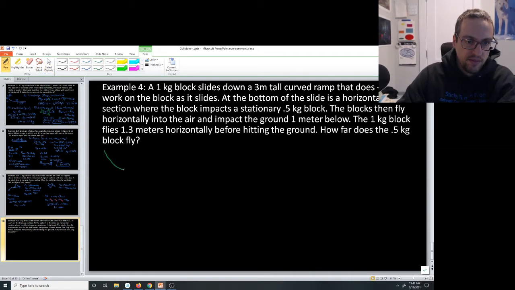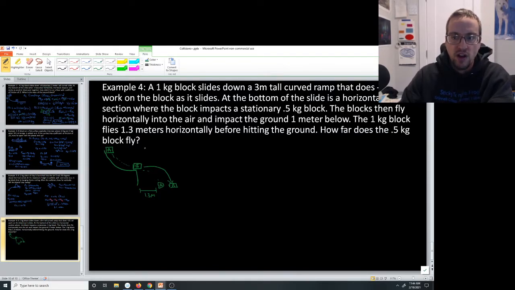Ramp again. So we've got block A. At the bottom, it's going to hit B. And they're going to both fly off this ramp. But they're going to land different places. B is going to land somewhere out here. And A is going to land, dotted line is A, A is going to land here. Now I know how far A goes. It's 1.3 meters.